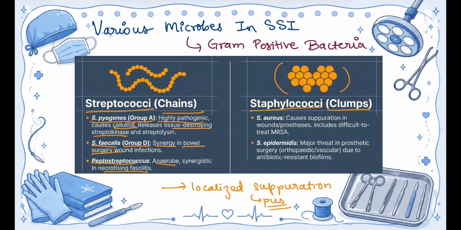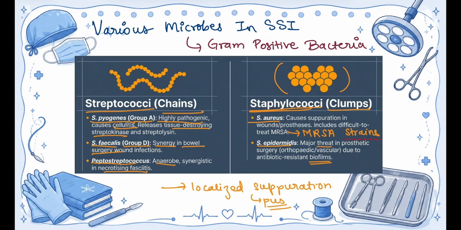Next, we have Staphylococcus aureus. This is a major driver of suppuration. It includes the notoriously difficult MRSA strains. Finally, Staphylococcus epidermidis forms thick, protective biofilms. This presents a major threat in any surgery involving prosthetics.